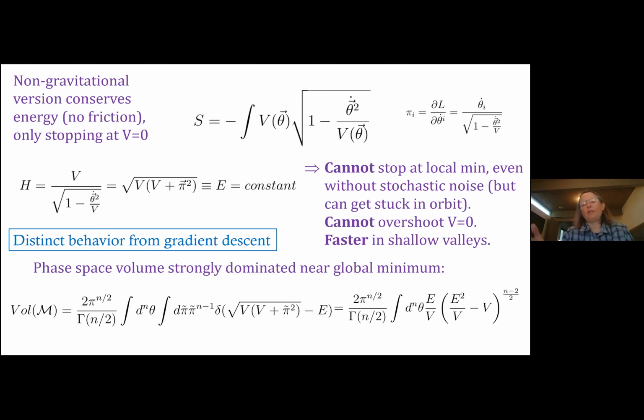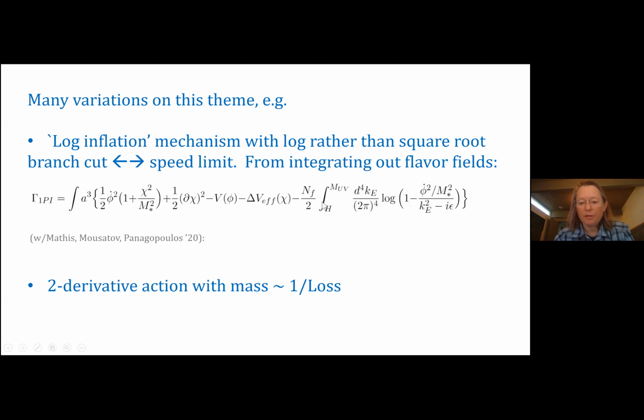This category of energy conserving examples, the properties that we're stressing here hold in a wide variety of cases. There's what you're asking about, just putting some other function here, which I agree is a very interesting prospect. There's, inspired again by some inflation models, making it logarithmic instead of square root. But there's even more simply making it a two derivative action, but taking the mass to be 1 over the loss, and then it slows down just because of that. It's getting very, very heavy.